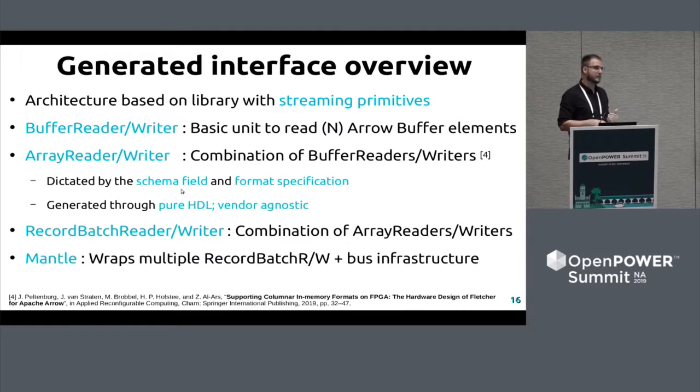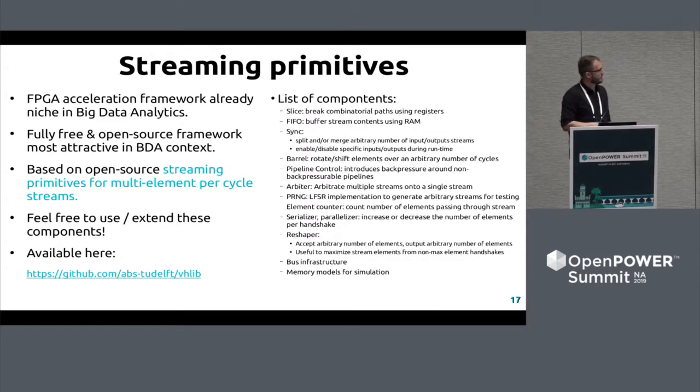And then it became a little bit more complex. So to support full tables, like the record batches in Arrow, right? We have to combine these array readers and writers, and we had to make some special tools for that, because the HDL is just too limited for that. And then finally, you have some sort of what we call a mantle. It's just a wrapper around everything that also instantiates the full bus infrastructure that's also generated based on the schema. All right, so we started with streaming primitives.